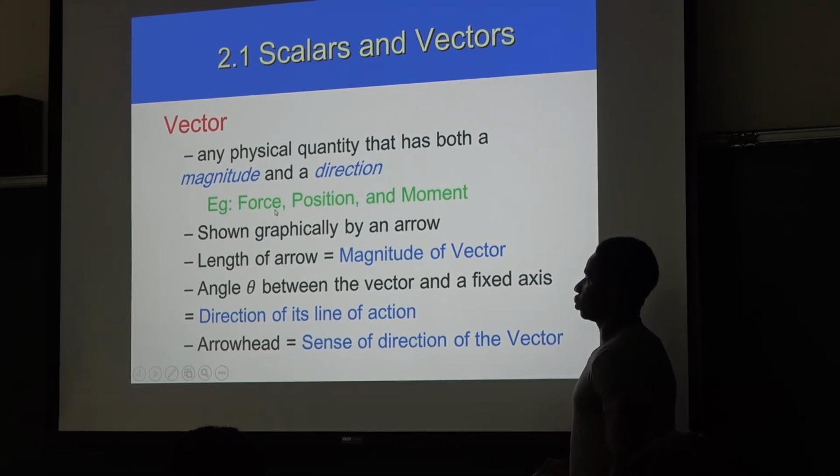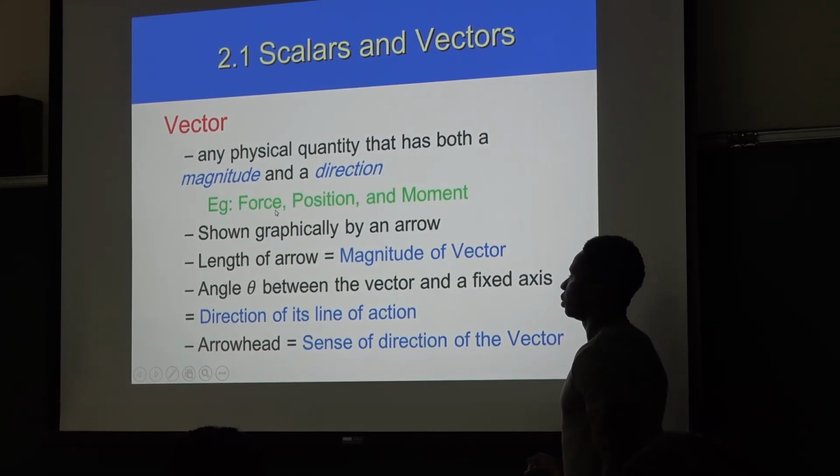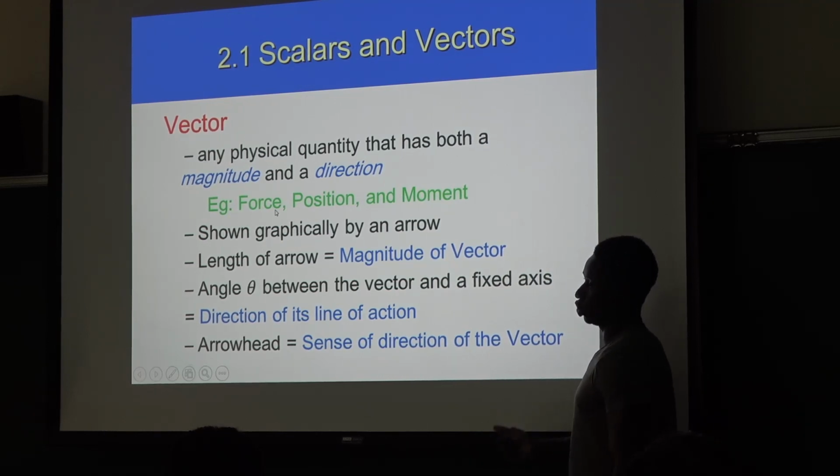Okay, so it says a vector is shown graphically by an arrow, and the length of an arrow typically will signify the magnitude of the vector. So if the arrow is much longer, it is signifying that the magnitude of this vector is larger than the other one.